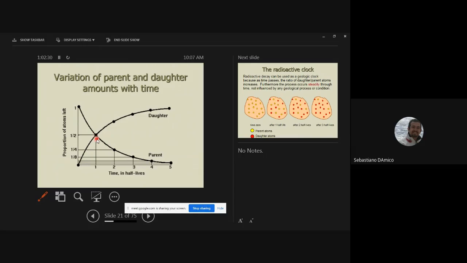Where they cross is what we call the half time, okay? After the half time, in our case of my lifetime, I will have 50-50. And then as time goes by, this 50 is decreasing or increasing, depending on whether we're looking at the black or the white hair.